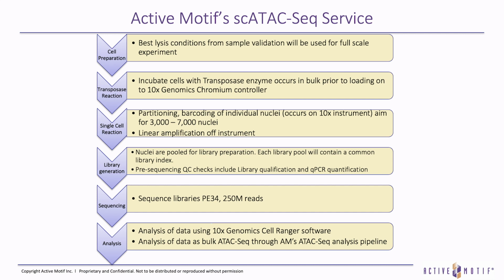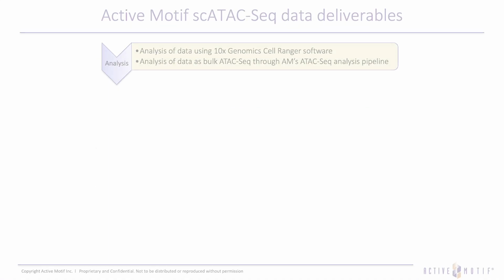And also all the downstream bioinformatics is included with our full-scale single-cell ATAC-Seq service. This includes analysis of the single-cell data using the 10x Genomics Cell Ranger software and all the subsequent deliverables. However, in addition to that, we then take that single-cell ATAC-Seq data and run it through Active Motif's own ATAC-Seq analysis pipeline to generate pseudo bulk ATAC-Seq data. So you will have pseudo bulk ATAC-Seq data at the end and also single-cell ATAC-Seq data.